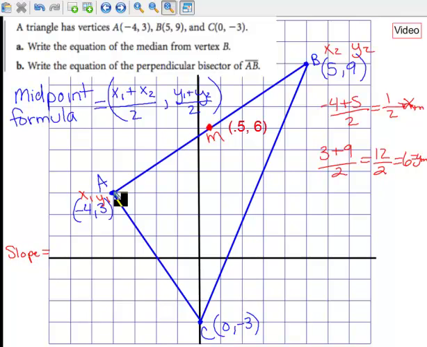The slope here, we rise from a 3 to a 9, so our rise is 6. We run from -4 to +5, so we have a run of 9. 6/9 reduces to 2/3, so we have a slope of 2/3. All right, that's the positive slope of AB. We need the slope of our line to be the negative reciprocal, so we need -3/2 to be the slope of this line.